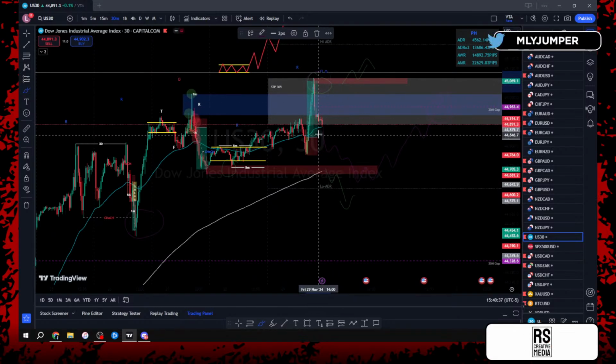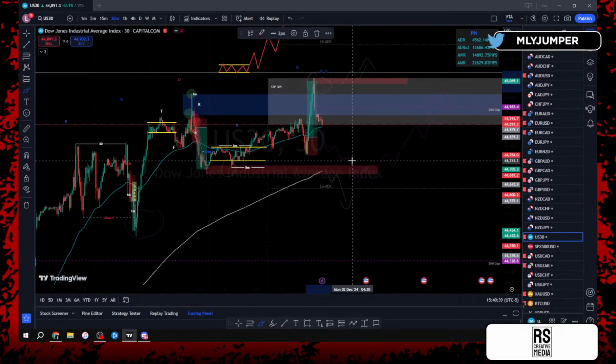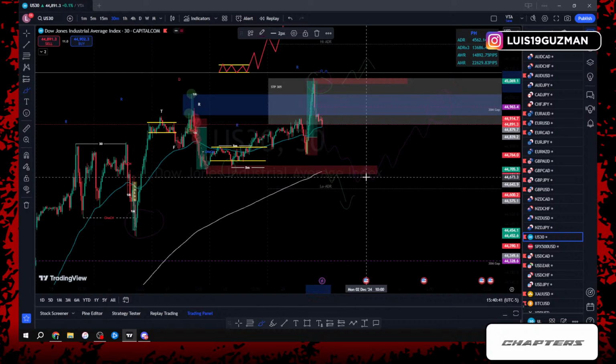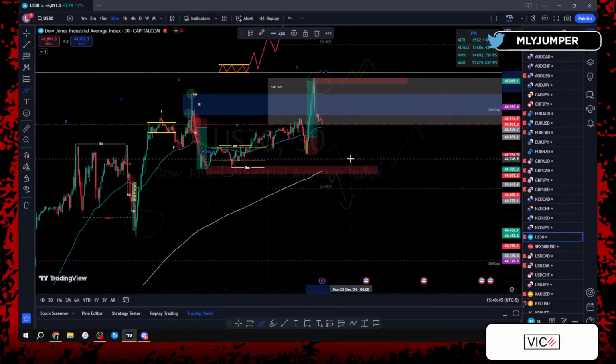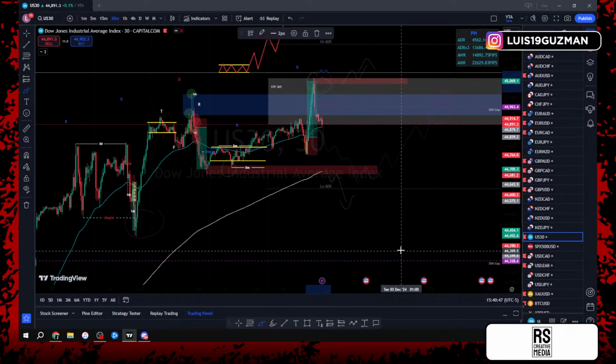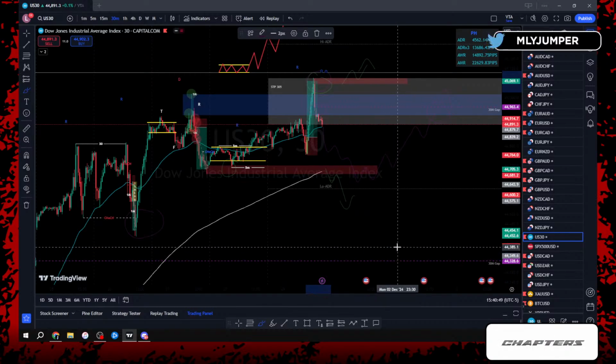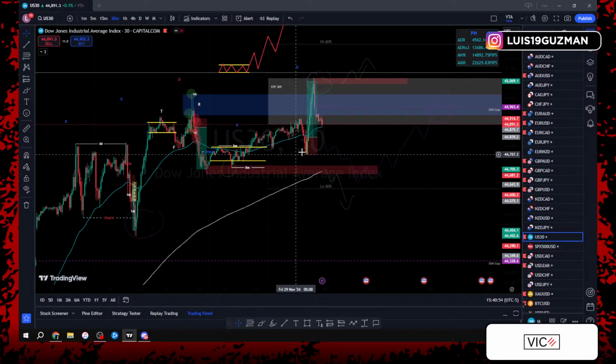I'll be expecting price to give me the push down to the bottom, and then at the bottom let us know, okay, is price going to reject to continue the push to the top side, or is price going to break these lows to give us that push down to the 30-minute gap? So this is going to be an interesting pair to watch for sure for this week.